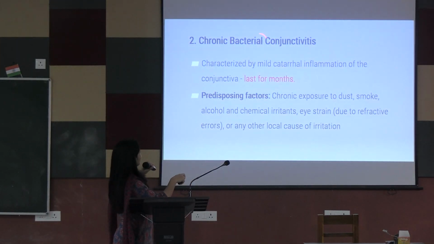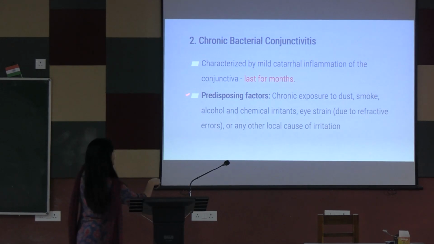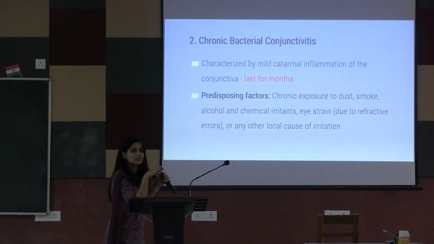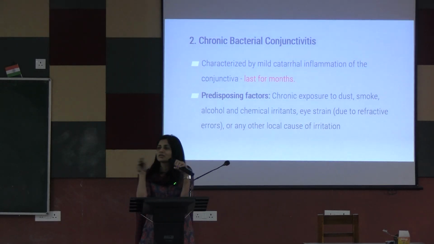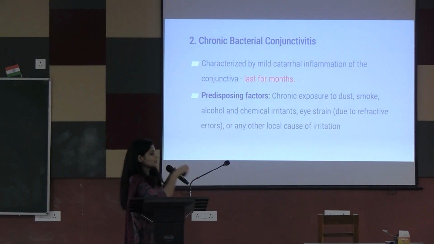Then coming to chronic bacterial conjunctivitis. It is a mild catarrhal inflammation that lasts for months, from weeks to months, right? Then predisposing factors may vary. Before it was just the climatic conditions and poor habits, but here what is involved? Chronic exposure to dust, smoke, alcohol, chemical irritants.